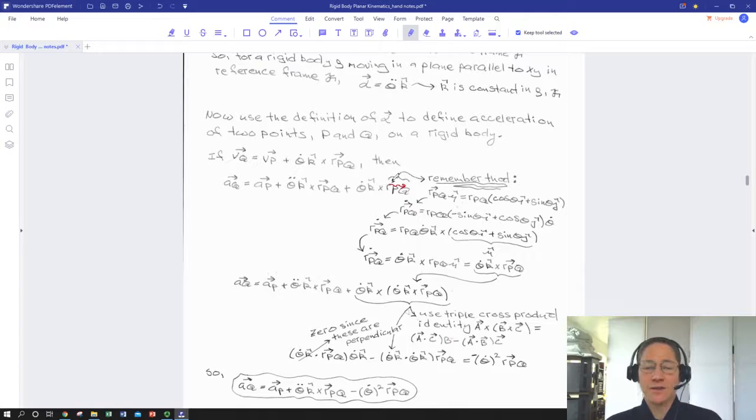So now we get to wrangle with this term. Well, we've seen this before when we derived this particular expression. So we're going to take a trip down memory lane with this little section here and give ourselves a good expression for the first time derivative of the radius vector from point P to point Q.